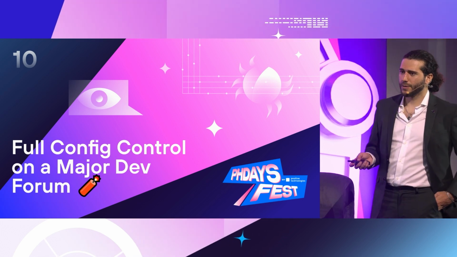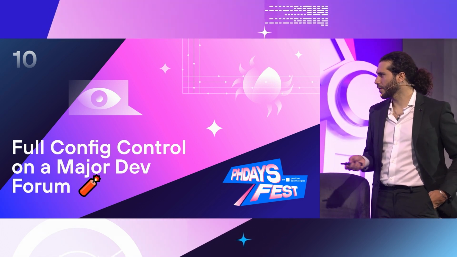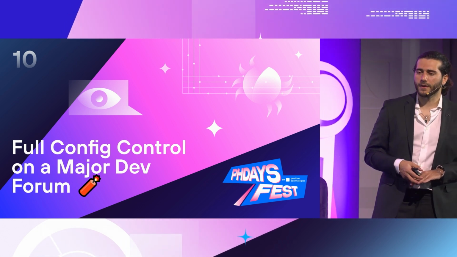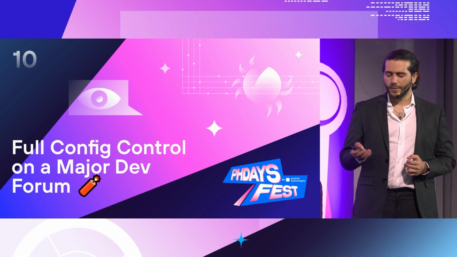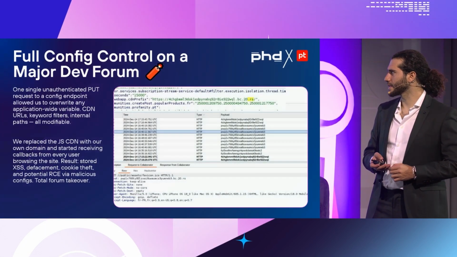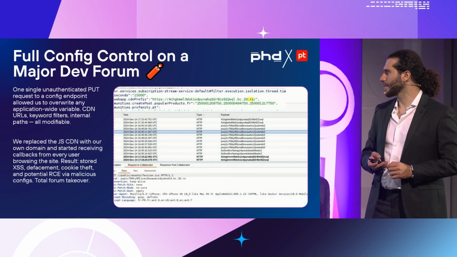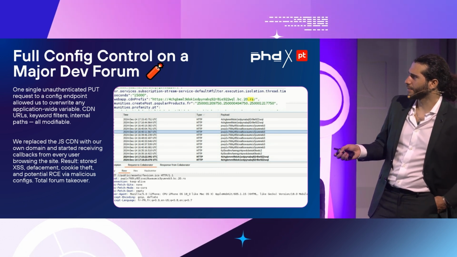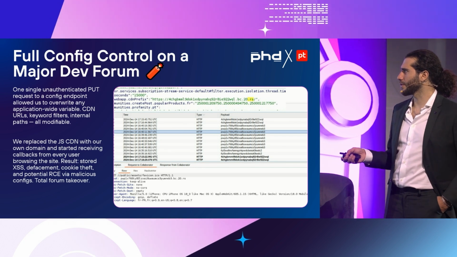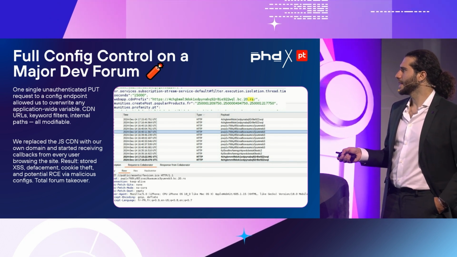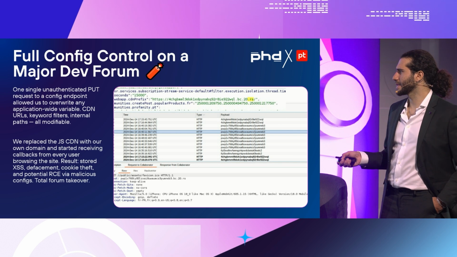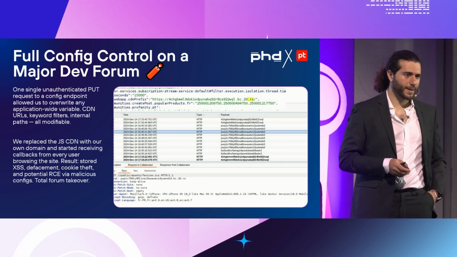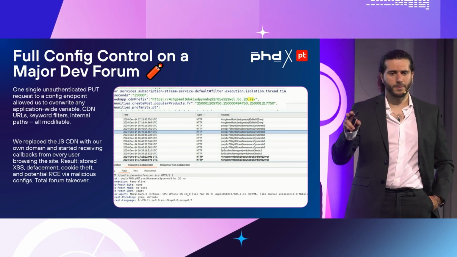The last vulnerability we are seeing is full config control over a major dev forum. I think everyone knows the Apple developer forums. We have found a vulnerability that could let us access pretty much everything on that specific domain. One single unauthenticated PUT request to a config endpoint allowed us to override any application-wide variable: CDN links, keyword filters, internal paths, all modifiable.